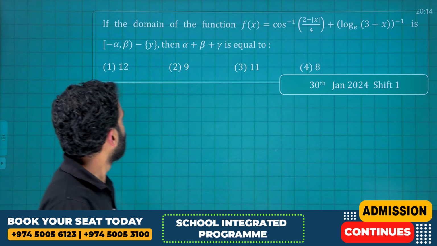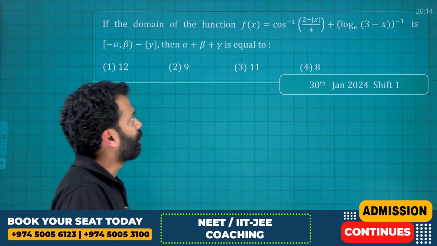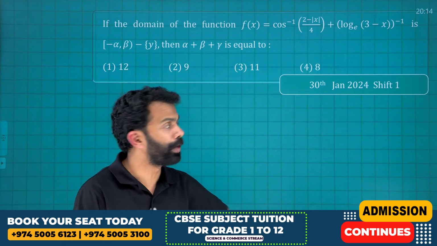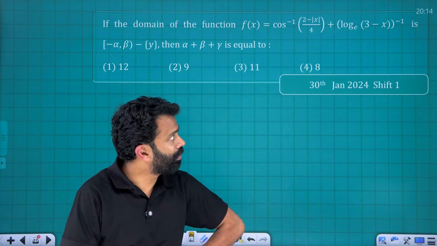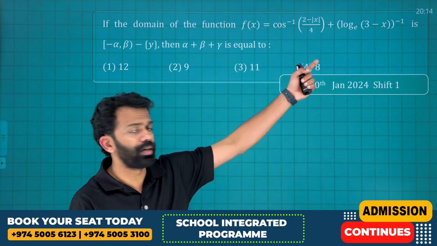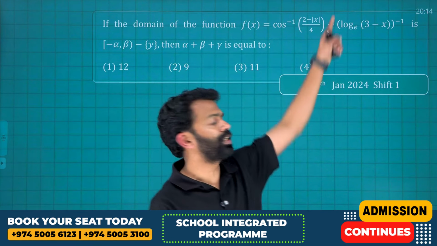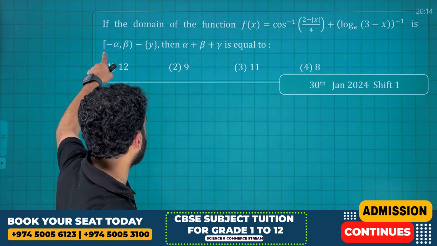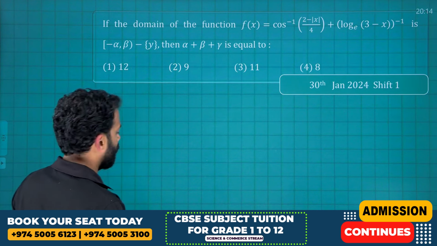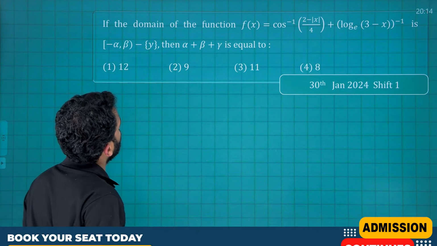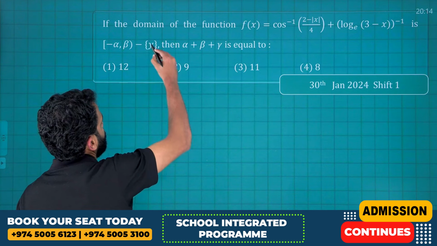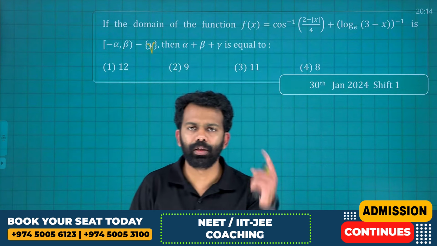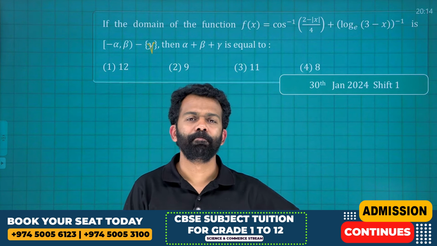Okay, domain. If the domain of the function f of x is equal to cos inverse of (2 minus mod x) by 4, plus (log 3 minus x to the base c) the whole raised to minus 1, is the closed interval minus alpha to beta, minus gamma. So you need to find alpha plus beta plus gamma.